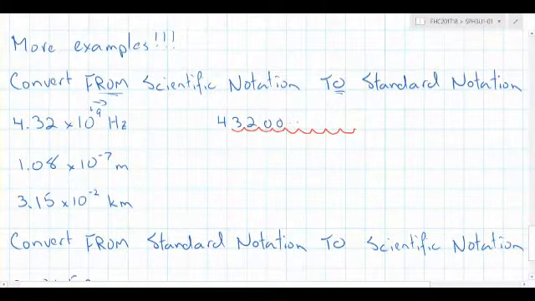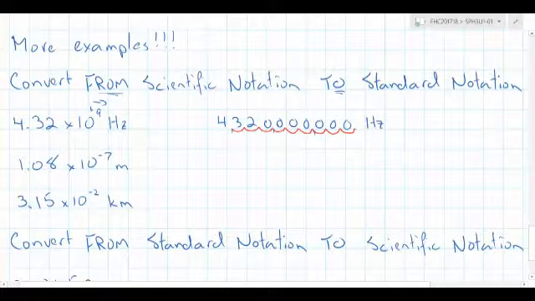So I'm going to have to use placeholder zeros to show how big that number is. So that looks like 4,320,000,000 hertz in our standard notation. Ignore the red. That's just me showing the placeholders. So in fact, if I do this, I'll get rid of it. And again, that would be our number in standard notation.